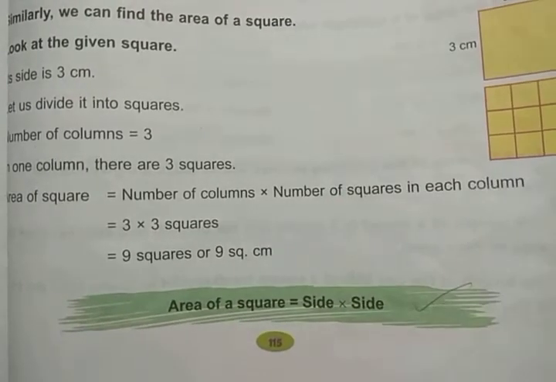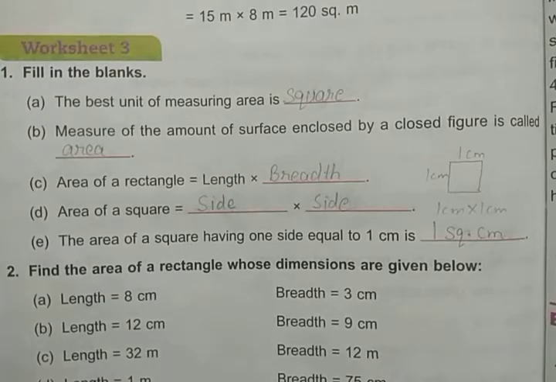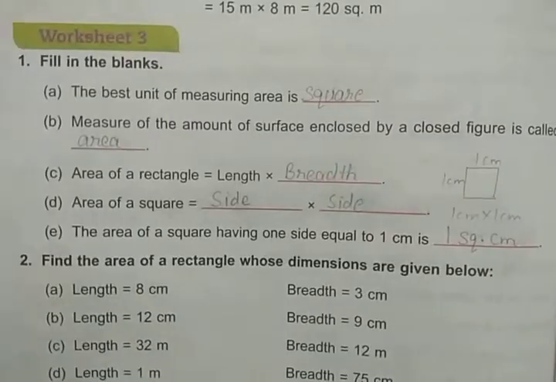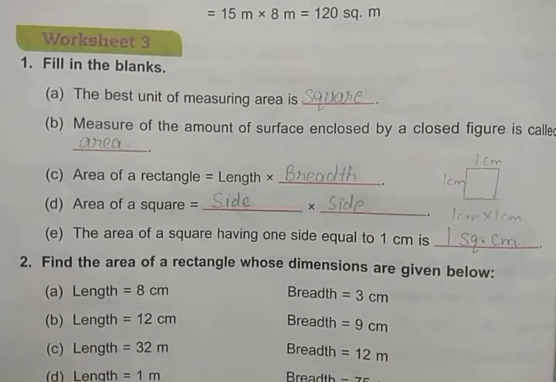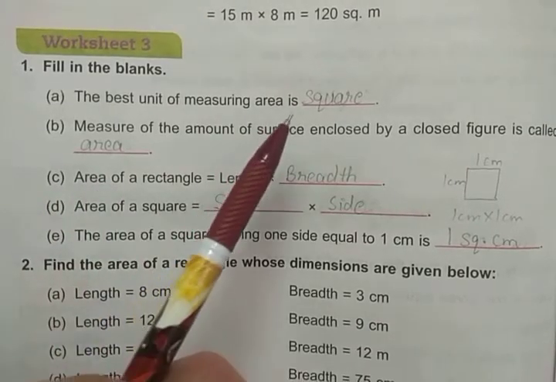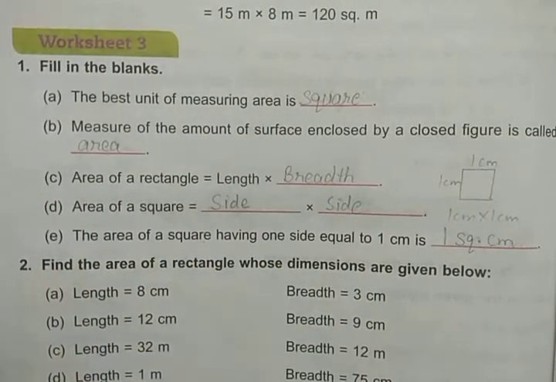Right? So we have two formulas, and here is worksheet number 3. Fill in the blanks. The best unit for measuring area is square.